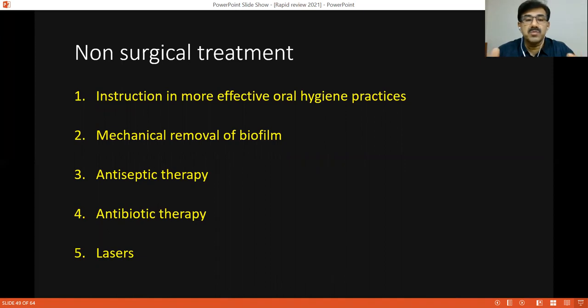Third one is you can use antiseptics to control the microbes in that area. In some cases, you have to supplement with antibiotics. That's similar to how you manage your periodontal disease. And also you can use lasers to decontaminate that area.